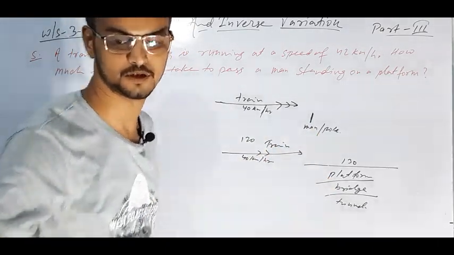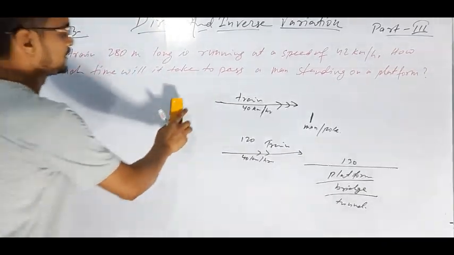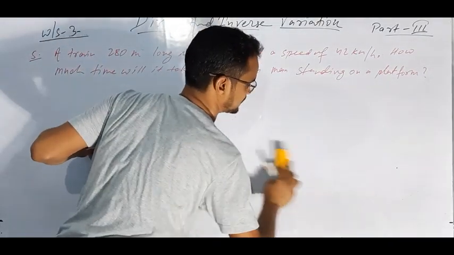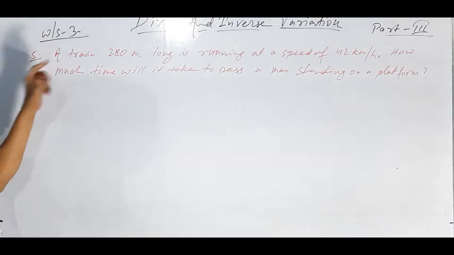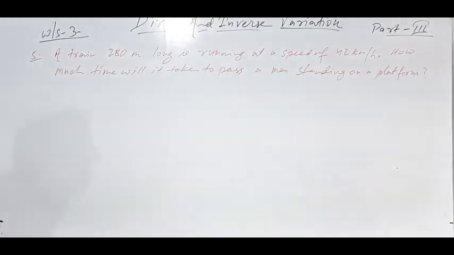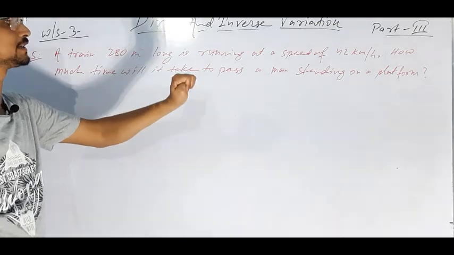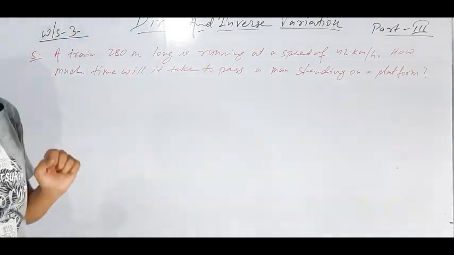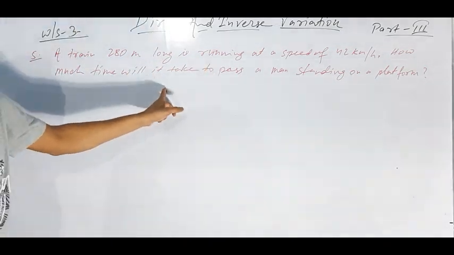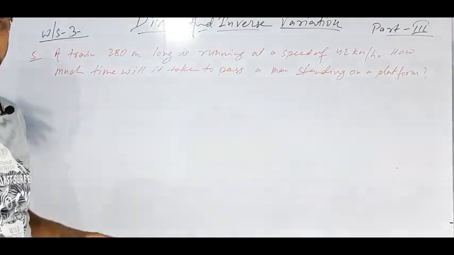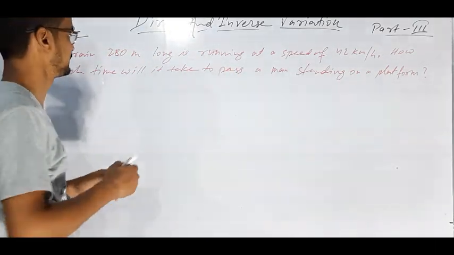Clear? Now here we have a question. A train 280 meter long is running at a speed of 42 kilometer per hour. Then how much time will it take to pass a man standing on a platform? Same question is there as in our example.